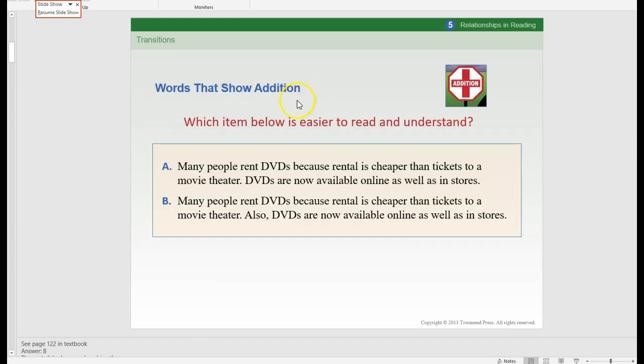If you take a look here, words that show addition. If you look at both of these, take your time to read them, and then I'll tell you which one is better or easier to understand. This was similar to the first example where they're saying many people rent DVDs. Also, DVDs. In addition, also, we know that they're giving us more information about the DVDs. In A, there was no transition word. So if you're going to add transitions, again, it helps your readers.